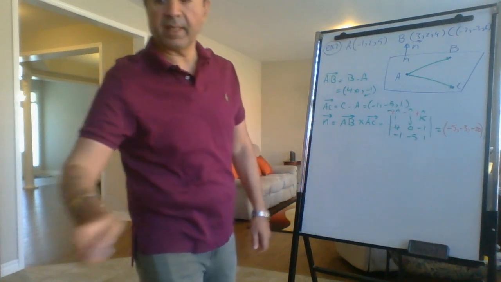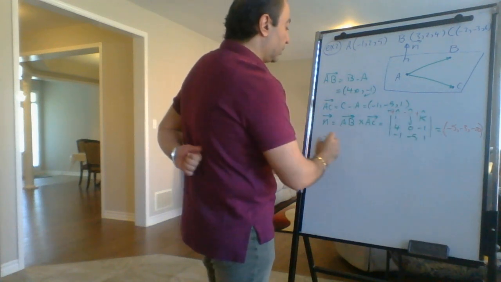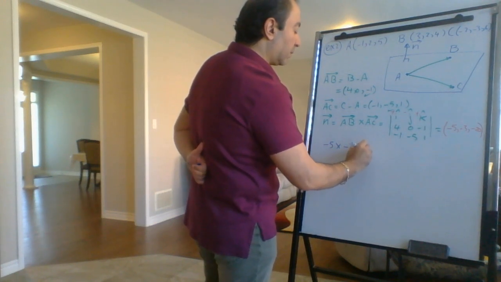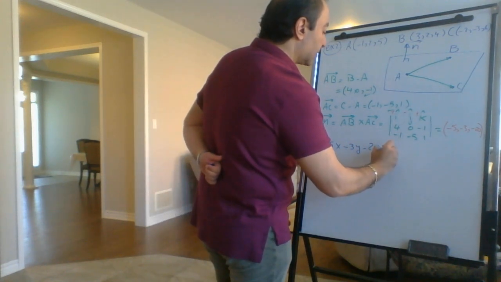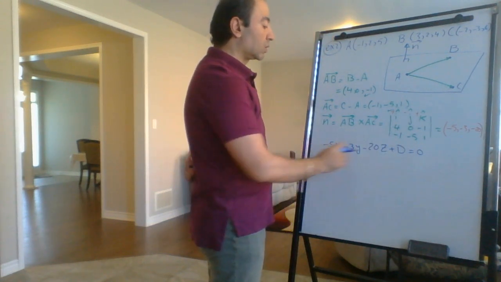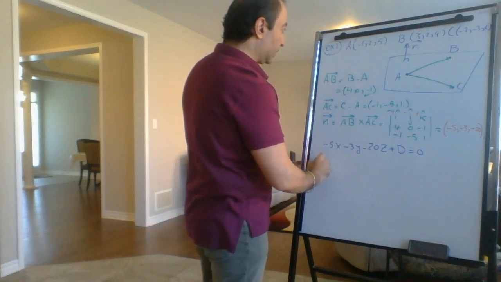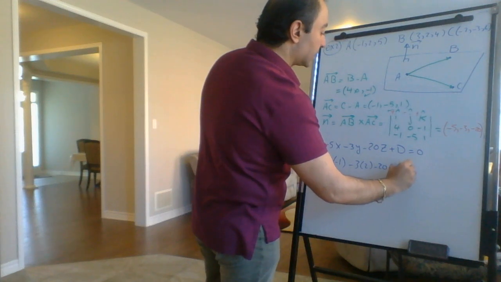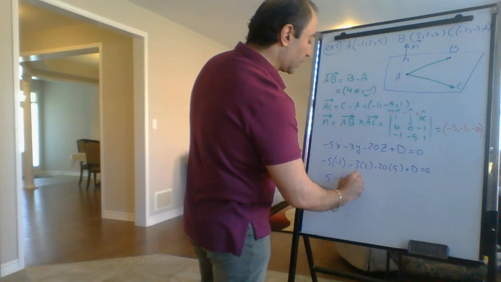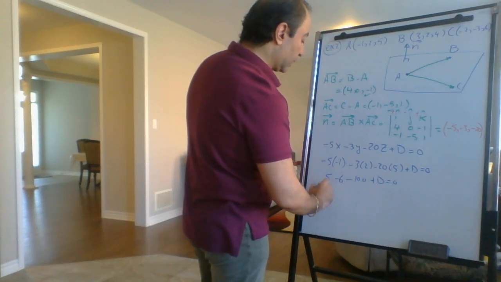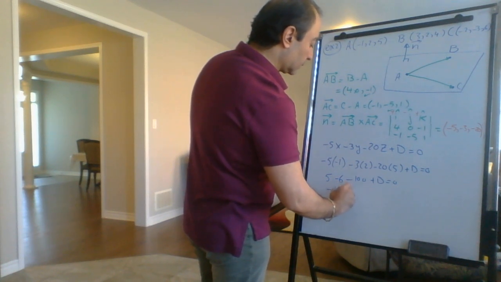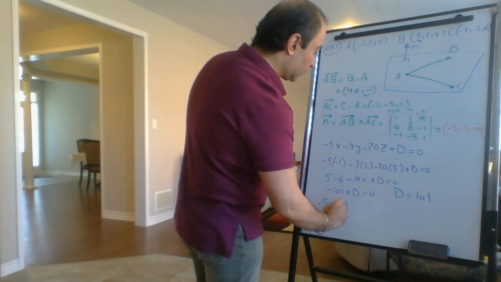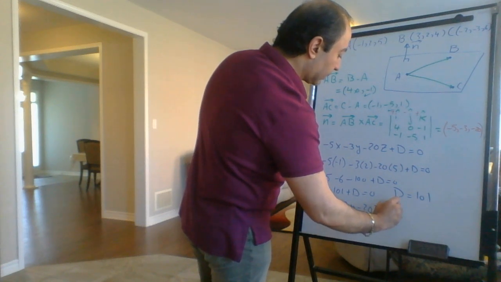Now we can simply write the equation. I will use it without d. So we are going to write negative 5x minus 3y minus 20z plus d equals 0. Now we need to solve for d, so use any of these points. Let's say I will use A, so negative 5 times negative 1 minus 3 times 2 minus 20 times 5 plus d equals 0. So 5 minus 6 minus 100 plus d equals 0, so this is negative 101. So d equals 101. Then we write the equation in full: negative 5x minus 3y minus 20z plus 101 equals 0.